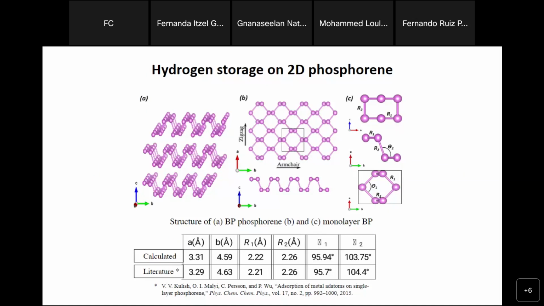Here, in this case, there are the angles that are defined in these figures. And we can see that the values calculated by the DFT, by the density functional theory, agree with the values obtained experimentally. The next slide, please.